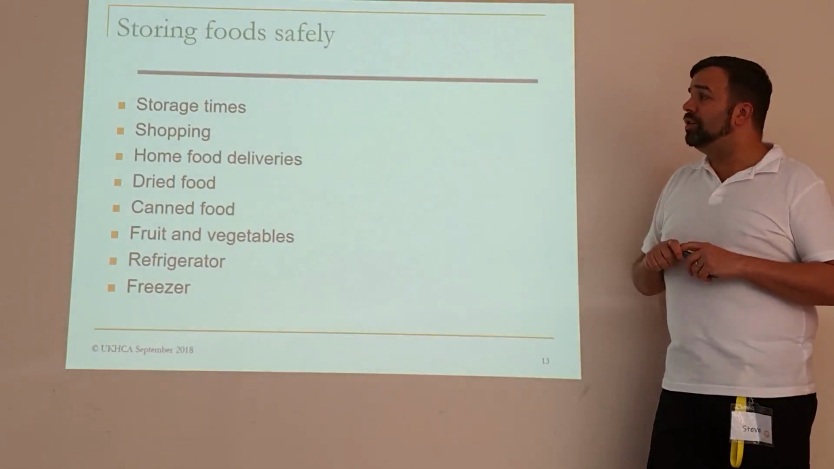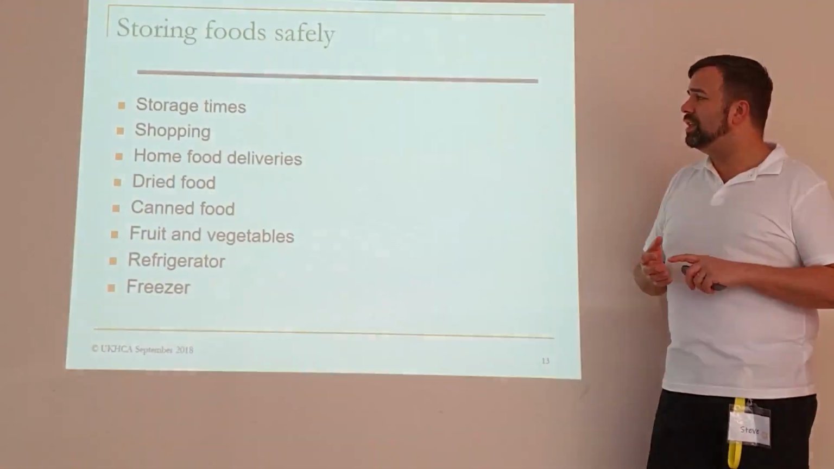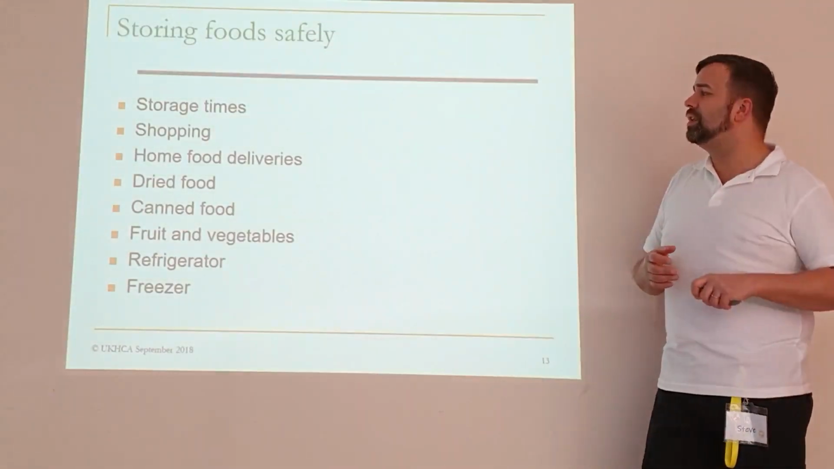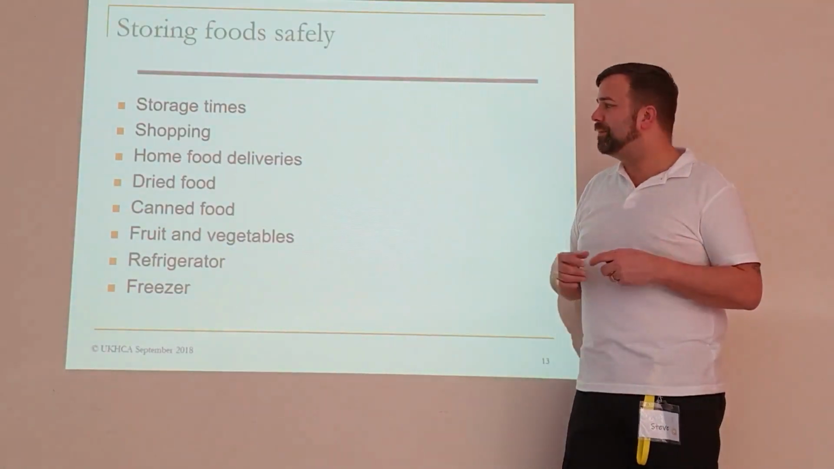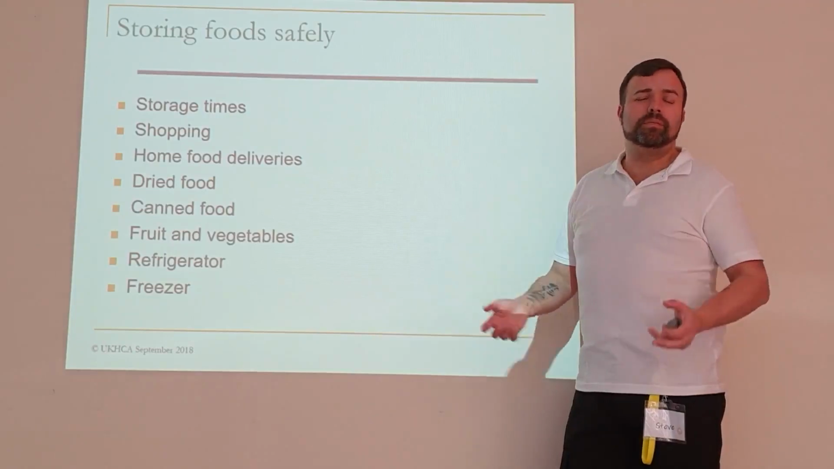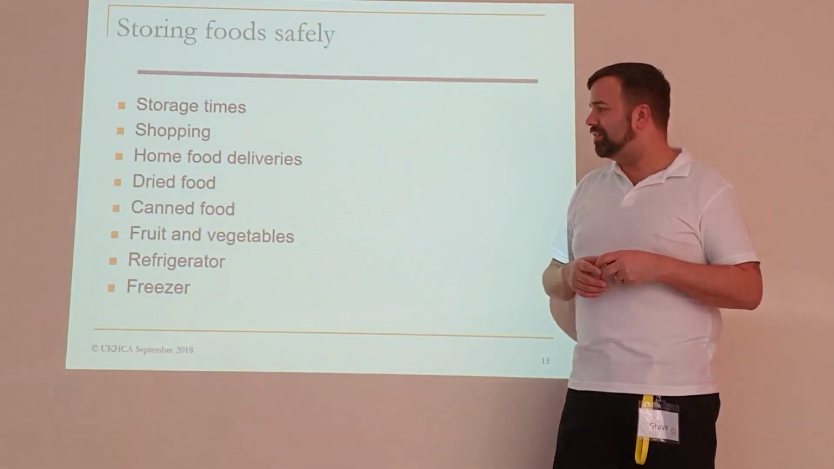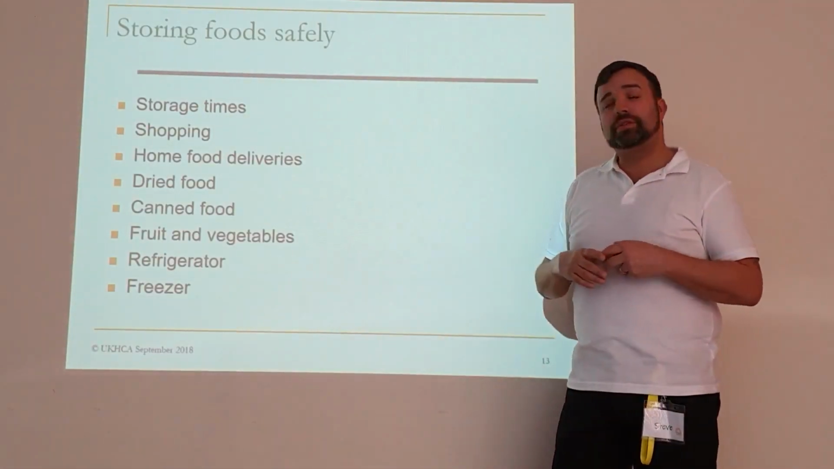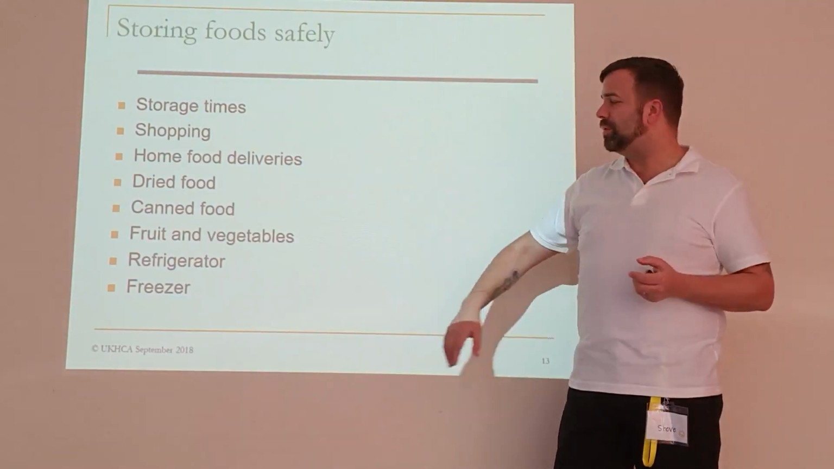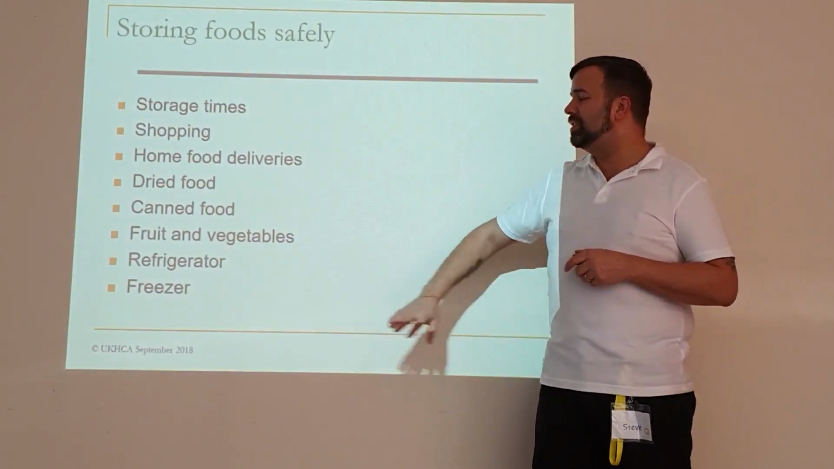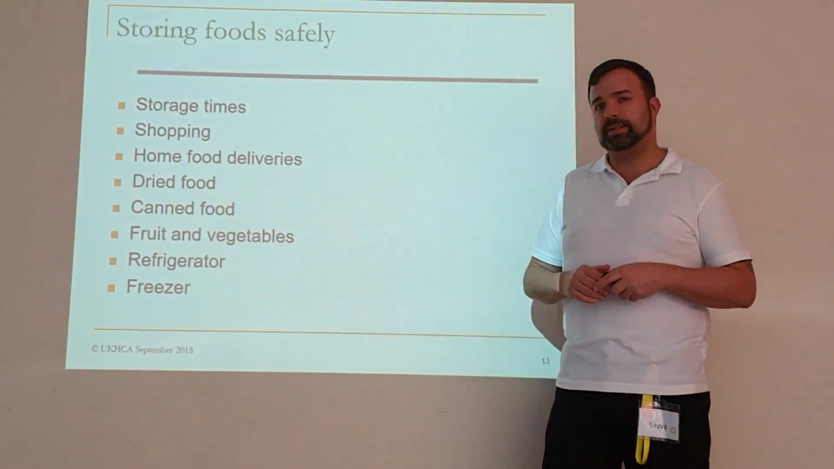So it's important you know how to store your items, it's important you know how to do your shopping. We should be using home food delivery services where we can. Canned food is absolutely fine because we know it's been preserved and generally should be good. With fruit and vegetables, we need to be checking that they're fresh and not spoilt and there's no mould on them. And we need to be checking our fridges and freezers.